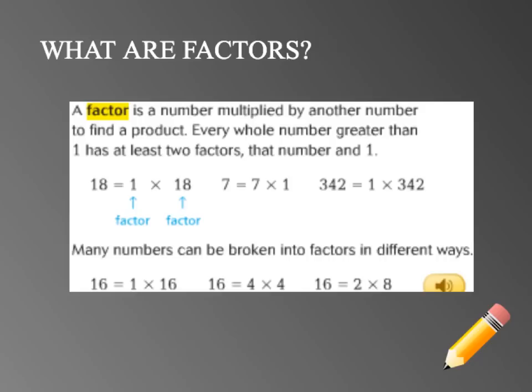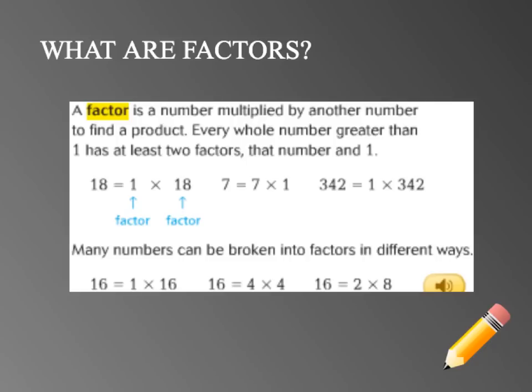Before we can begin to make a model of factors, we need to stop and define what factors are. So you'll need to write this down. A factor is a number multiplied by another number to find a product. Every whole number greater than 1 has at least 2 factors, and those include that number and 1. What this means is, if we have the product 18, then the factors of 1 times 18 will equal 18. If I have a product of 7, then we know that 7 times 1 will equal the product 7. So 7 and 1 are factors of 7.